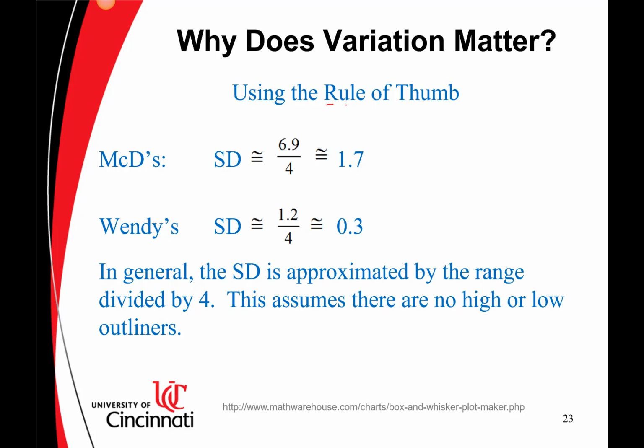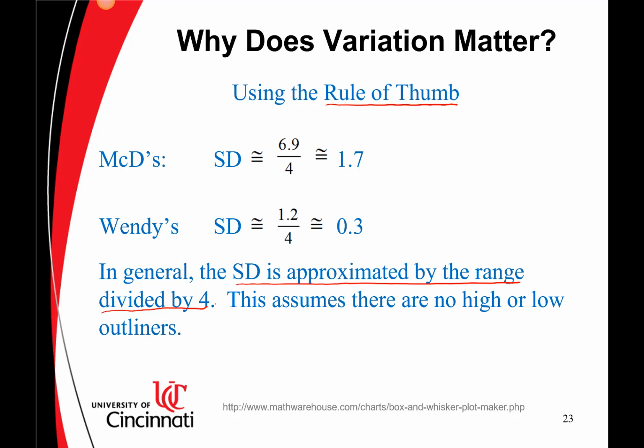Rule of thumb. What's a rule of thumb? In general, a rule of thumb is just something that kind of works most of the time, right? Does it work all the time? No, but a lot of times it works. So, rule of thumb is, in general, look at this down here. In general, the standard deviation is basically the range divided by 4.